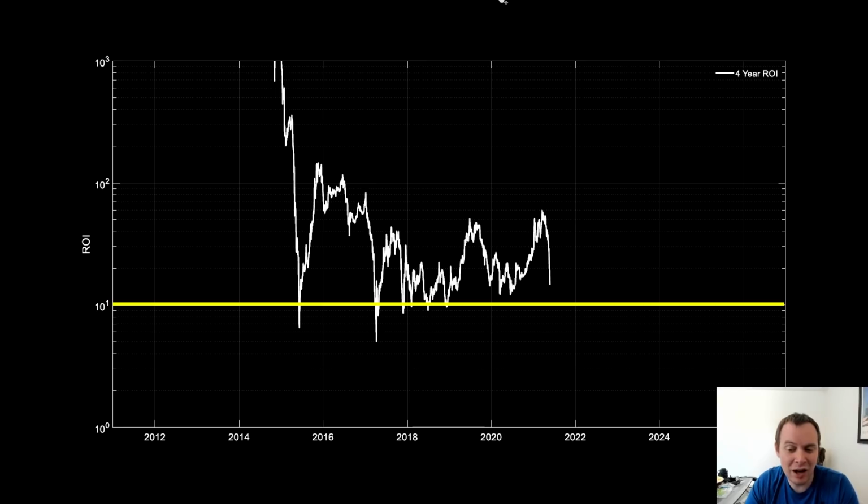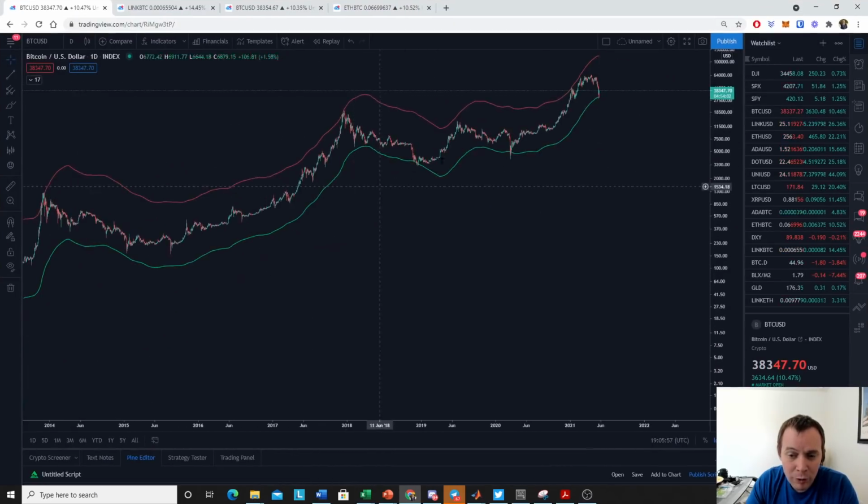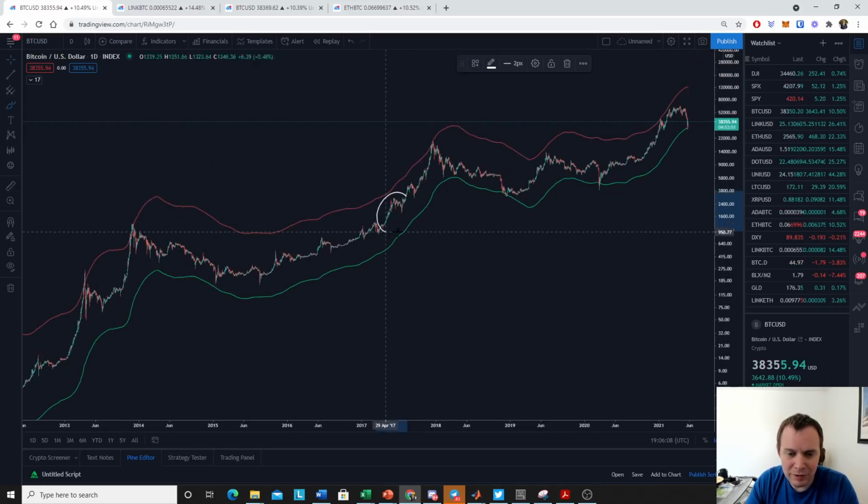And you can see that it is coming down relatively quickly right now. Well, why is that? Why is the 4-year ROI coming down relatively quickly? Well, if we look at this chart, we can note that 4 years ago, on May 24th of 2017, the price of Bitcoin was moving up relatively quickly. So it was moving up quickly here, but right now we're going down. Therefore, the 4-year ROI is going down fairly quickly.